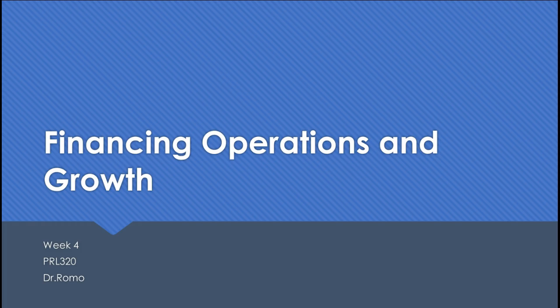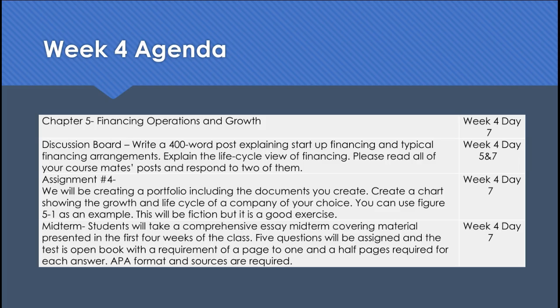This week we are looking at information related to financing, operations, and growth within business literacy principles for public relations professionals. You'll see in the week 4 agenda that we are reading chapter 5, which looks at financing, operations, and growth. It looks a lot at startup companies and what they do to project where they see their companies going. We have a discussion board due on Friday and on Sunday, as well as working on creating a life cycle chart. That's our assignment number 4, and working on our midterm.